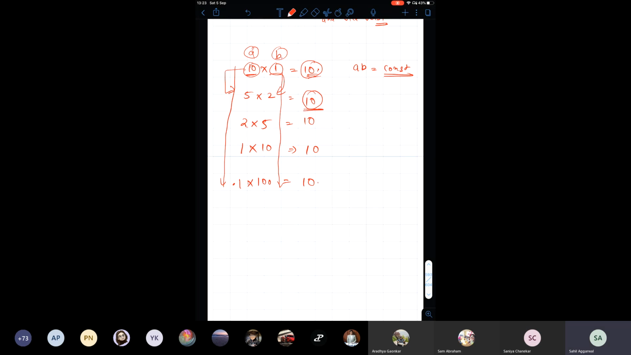Got it, sir. इसको decrease करो 5 से 2. This will increase from 2 to 5. इसको और decrease करो 2 से 1. This will become 5 to 10. इसको और decrease करो 0.1. This will become 100. If you want your right hand side to be the same, then one should increase and one should decrease. Got it, sir. Thank you.